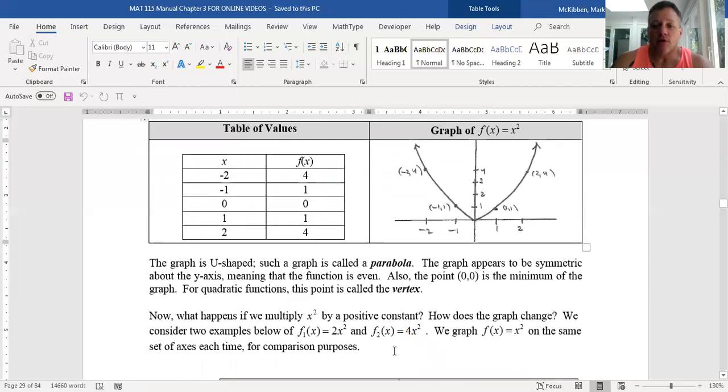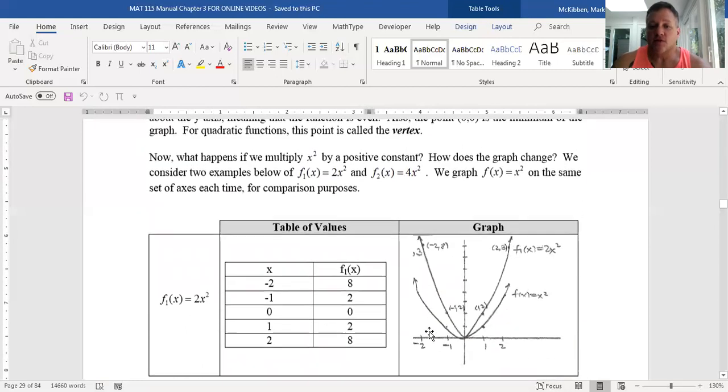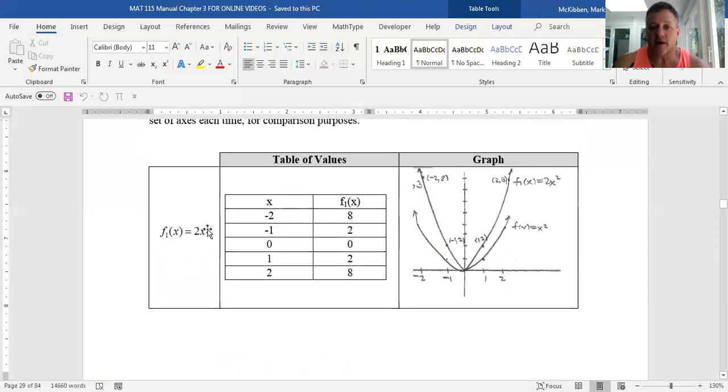The first one I want to look at is multiplying by a positive constant that's larger than 1, like 2 and 4. If you look at 2x squared, I'm going to use exactly the same inputs, and these are the new outputs. I'm plugging these x values in here, and I have the old x squared graph up here for comparison's sake. What you'll notice is the vertex is the same.